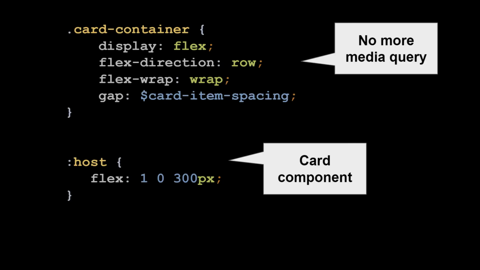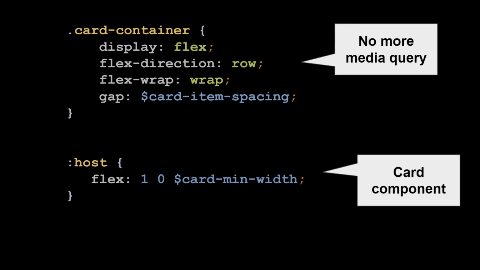So here I define that the cards should all grow to fill an equal part of the container. The cards should not shrink in size, this will cause the wrapping behavior, and they should start at 300 pixels wide, which is fine for mobile. Oh, and I should probably name that value so it's more clear what I'm doing here.